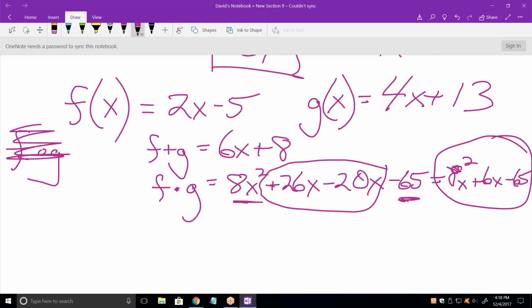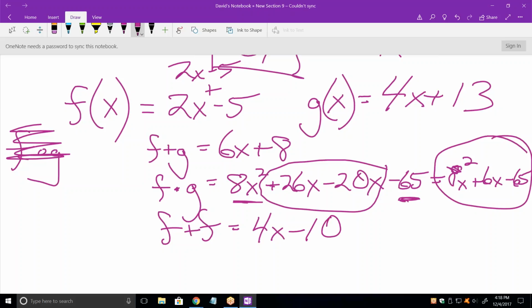F plus f. Add f to itself. So 4x, would it just be 4x? You got to add both terms. In other words, I'm adding 2x minus 5 plus 2x minus 5. 4x minus 10? What else?